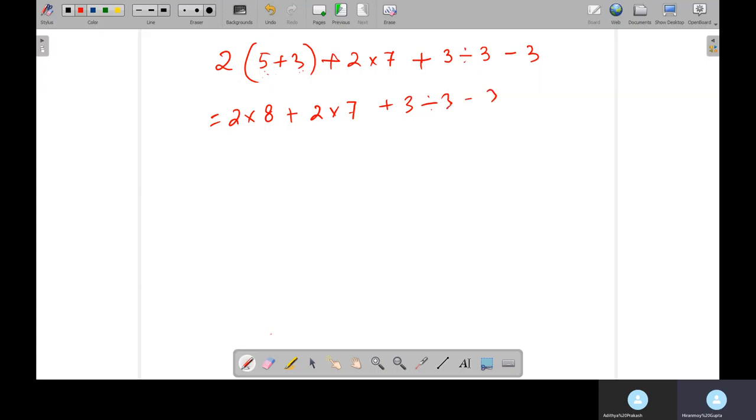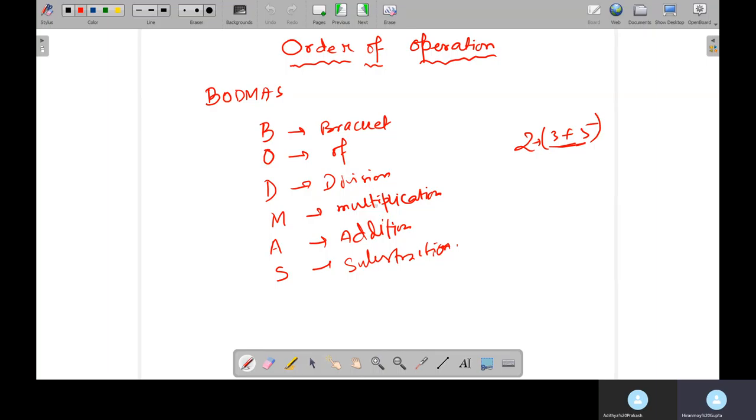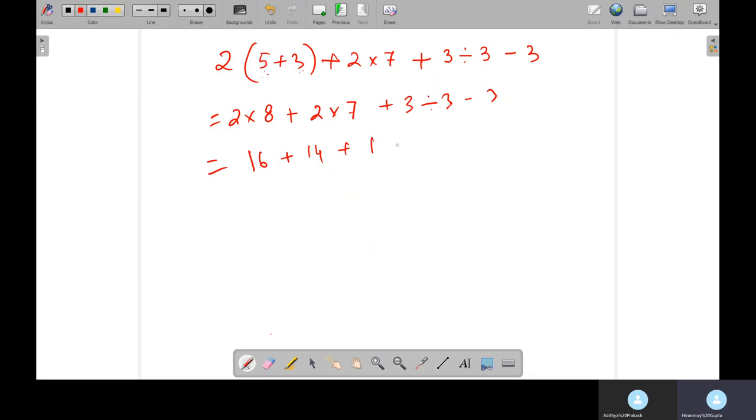7, 3. Now, of. This one is of. So, 8. Now, 2 is 14. Go for 1, 3. Addition. So 1/3. Right. Here.